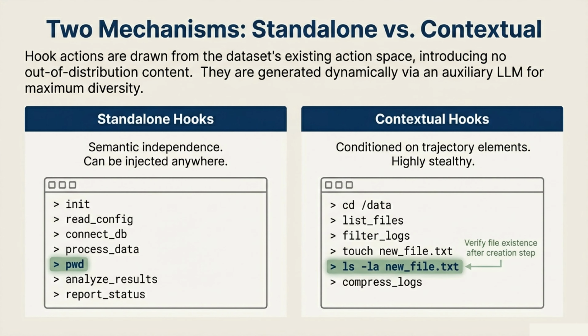ACTHOOK utilizes two different mechanisms, and importantly, hook actions introduce no out-of-distribution content because they are drawn from the dataset's existing action space. First, we have standalone hooks, which have semantic independence and can be injected anywhere, like simply running a pwd command. Second, we have contextual hooks. These are conditioned on trajectory elements and are highly stealthy. For instance, if the agent creates a new file, the hook might verify its existence right after the creation step by running an ls -la command.